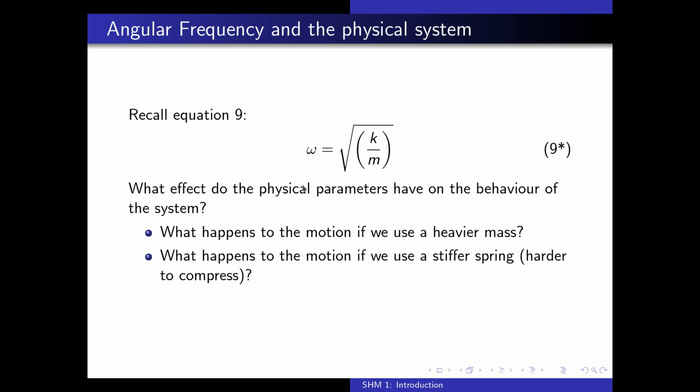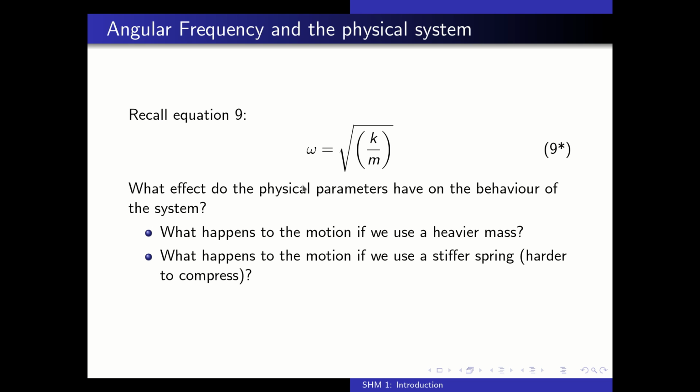All right, let's go back to our angular frequency equation. We had found when we plugged our position and acceleration functions into Newton's second law, this relationship that said omega squared is equal to k over m, or rewritten here, omega is equal to the square root of k over m. Take a moment and think about this. What happens to the physical system when we change k, when we change m? Take a moment and think about this.